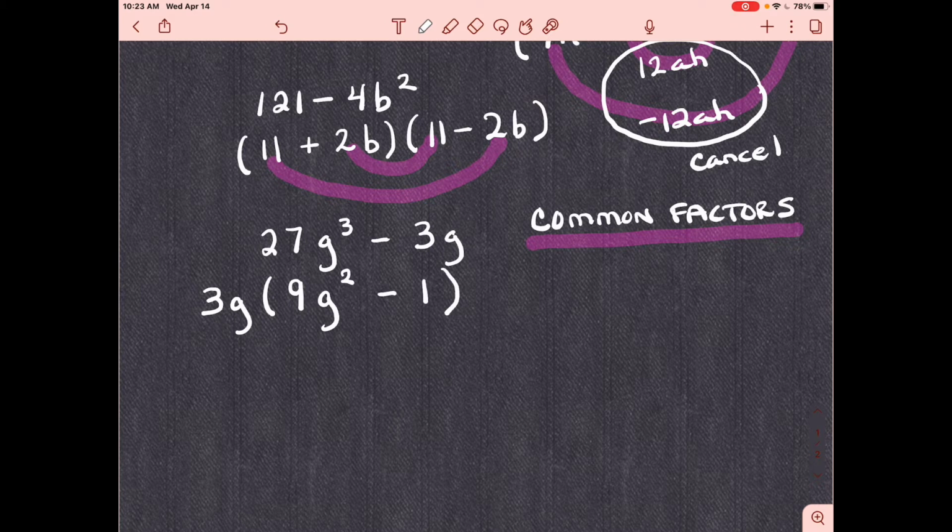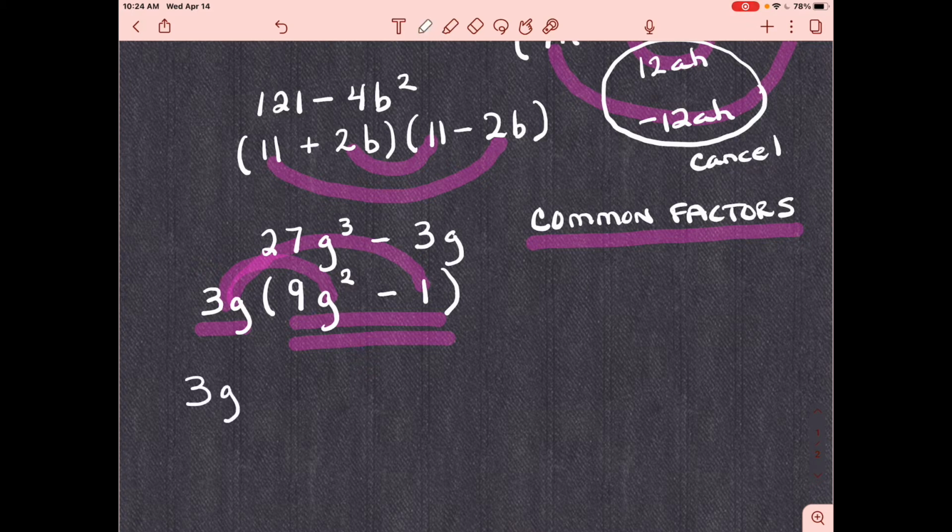Okay, I could use the distributive property to check myself. 3g times 9g squared is 27g to the third, and 3g times negative 1 is negative 3g. All right, so this is factored into this factor and this factor, but this factor is a difference of squares, so we can keep factoring. Okay, I'm going to keep the 3g.